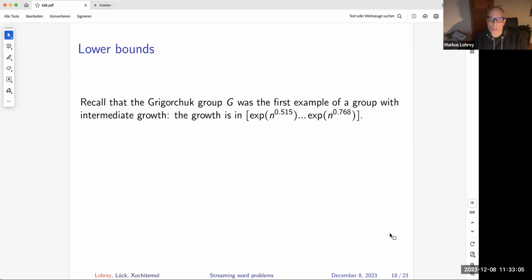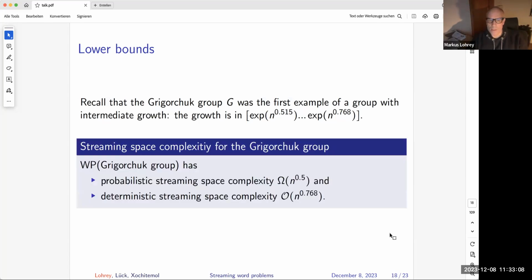We have also a lower bound for Grigorchuk groups, namely, we can show the probabilistic streaming space complexity of the Grigorchuk group is lower bounded by square root of n, and even the deterministic, well, this is clear. The deterministic streaming space complexity is upper bounded by n to the power of 0.768. The second result comes simply from the best known bound on the growth of the Grigorchuk group. But this lower bound here is more interesting.